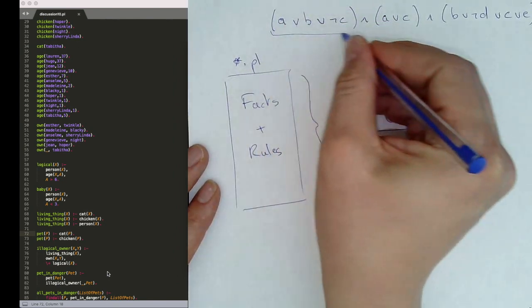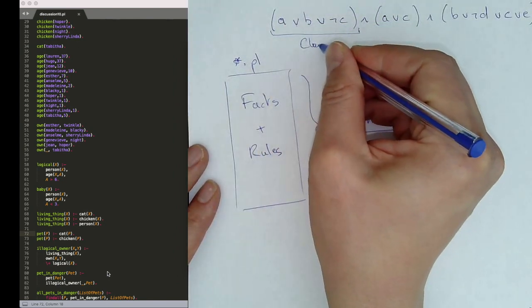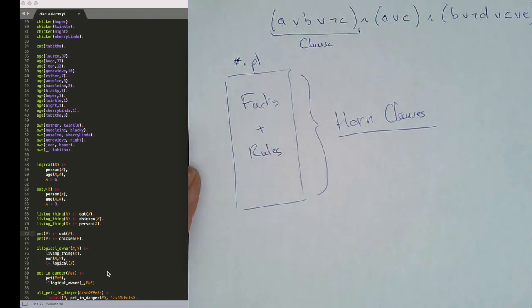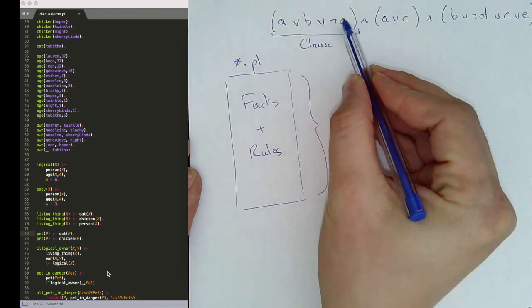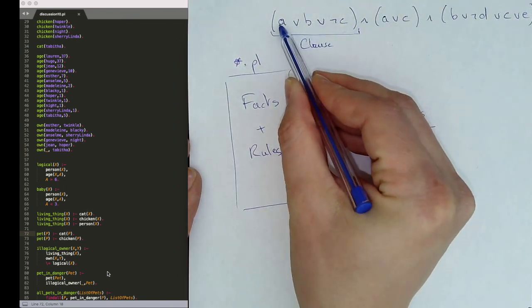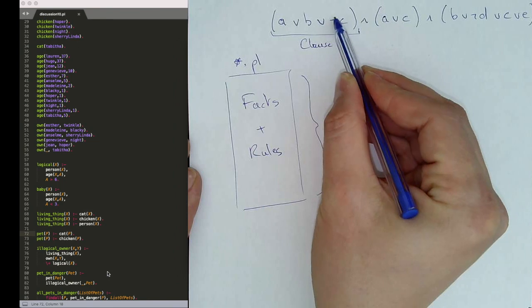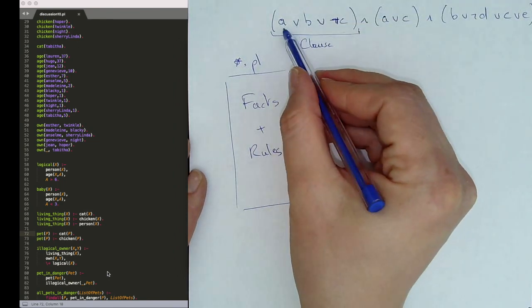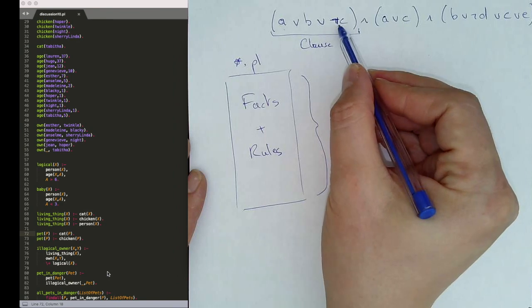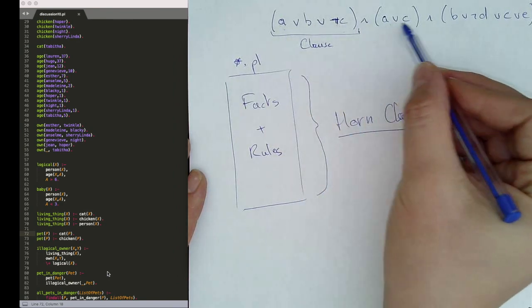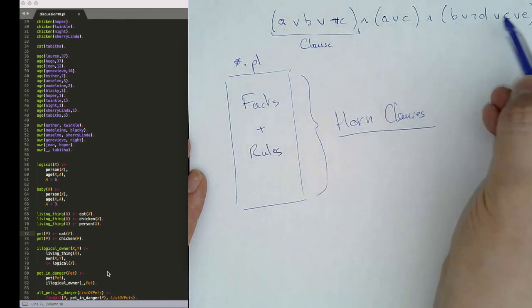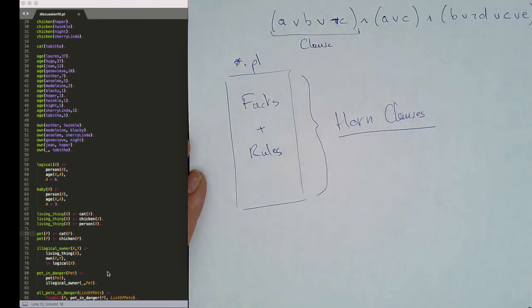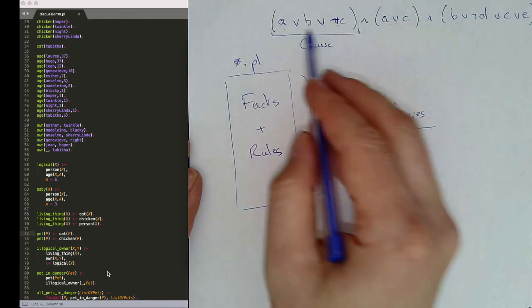So this is a clause. What is a clause? A clause is a disjunction of literals. So this is a literal, this is a literal, and this is a literal, right? A literal can be positive or negative. This is the sign of the negation, right? So a literal can be positive or it can be negated. So positive, positive, negative. This is all positive. This is positive, negative, positive, positive. Okay. So a Horn clause is a special type of clause.